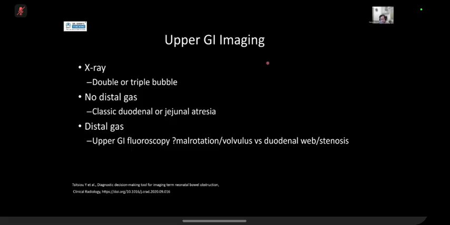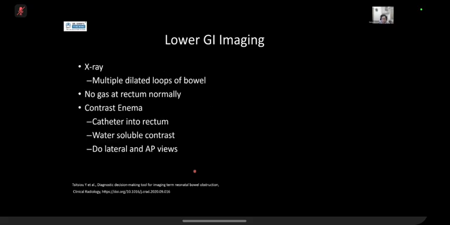We've gone through the upper GI causes of neonatal obstruction. On X-ray you've got your single, double, or triple bubble, different forms of atresia, your gastric, duodenal, or jejunal atresia, with no distal bowel gas. And of course, if there's distal bowel gas, you're thinking of something like a web, a stenosis, or a malrotation with volvulus, and that's when you need to do your upper GI contrast study.